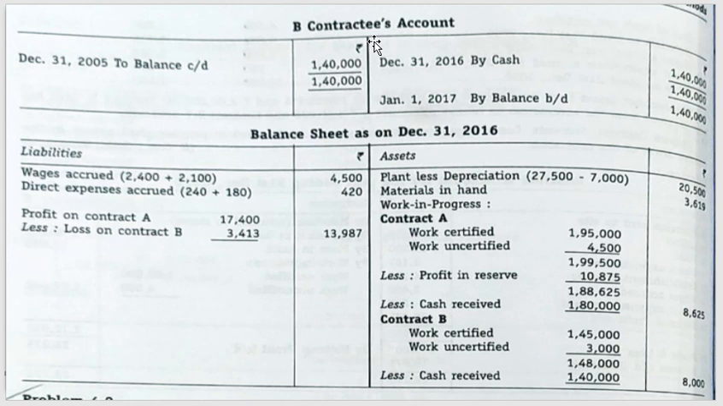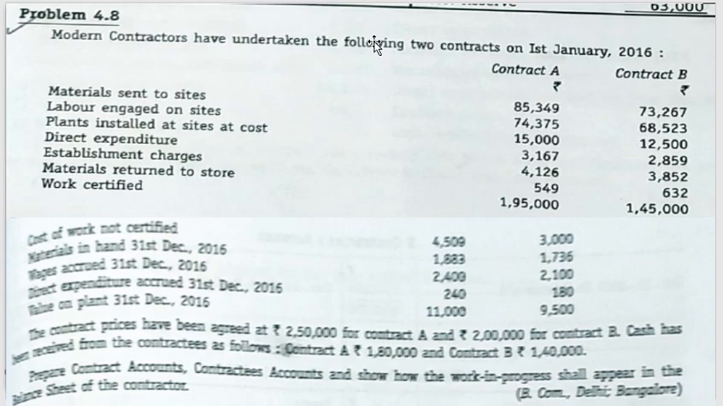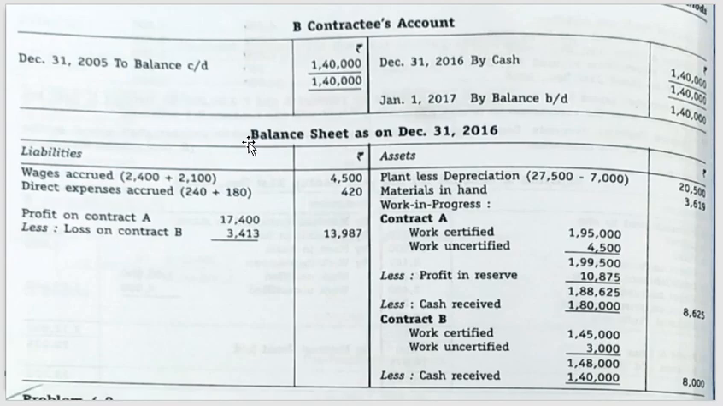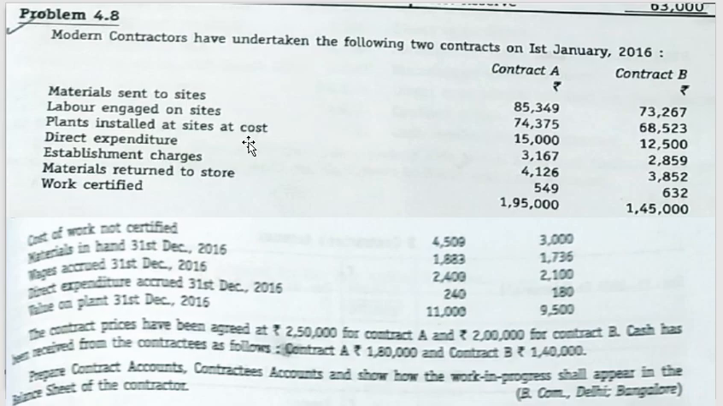Then they have asked us to prepare the balance sheet. To prepare the balance sheet, they have asked us to show the performance of work in progress. We will be showing all the assets and liabilities whichever is possible in the question. So first we will look into the assets that are there in the problem. We can take current assets as well as fixed assets. So materials in hand, and we will take all the closing balance.